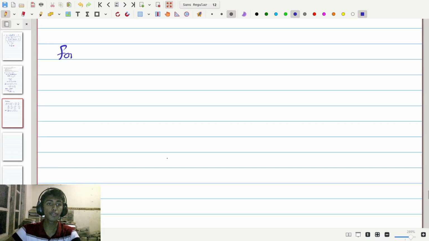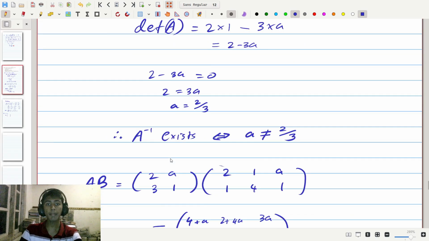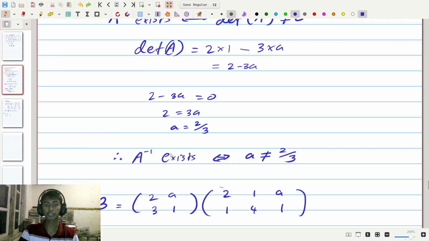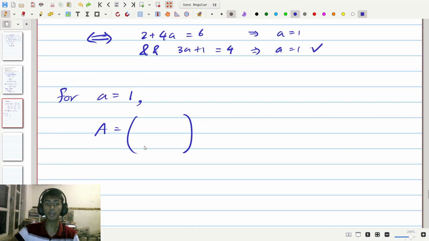So for A equals 1, we can find the matrix A, and we can also find the inverse matrix A inverse. For A, the matrix is simply going to be 2, A, 3, 1. So A is equal to 1, so it's going to be 2, 1, 3, 1. Therefore the A matrix is going to be 2 by 2: 2, 1, 3, 1.